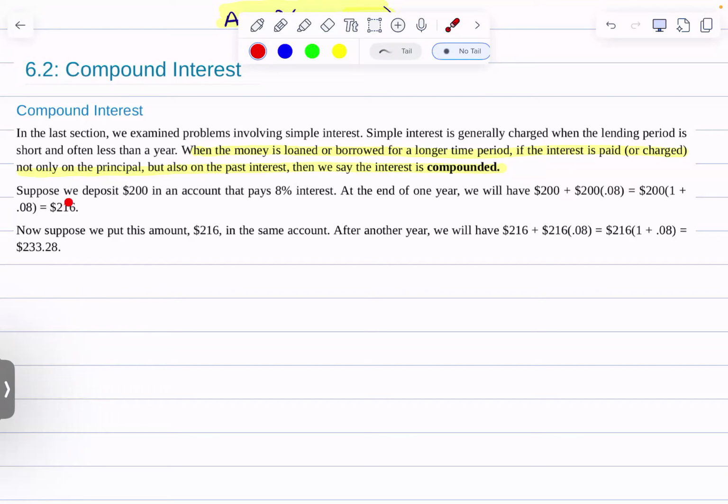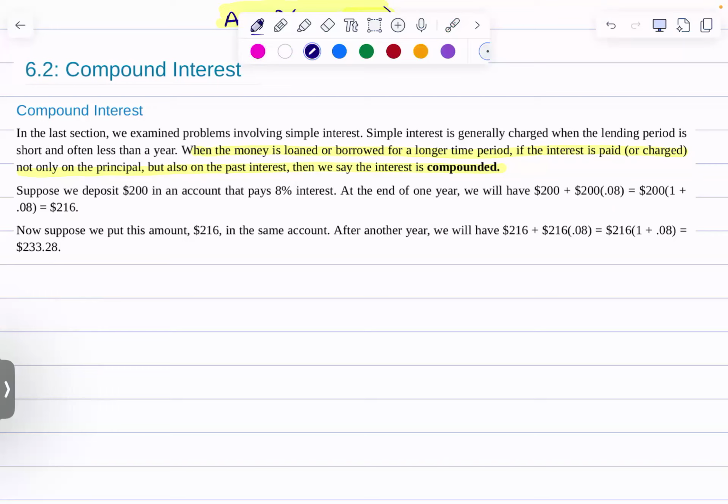As an example, suppose we have $200 and we put it in an account that pays 8% interest. At the end of 1 year, we would have $200 plus $200 times 0.08, times 1, but because t is 1, we can ignore that. And so we end up with $216.